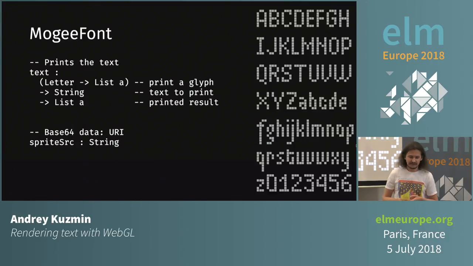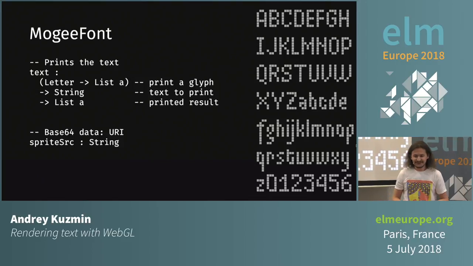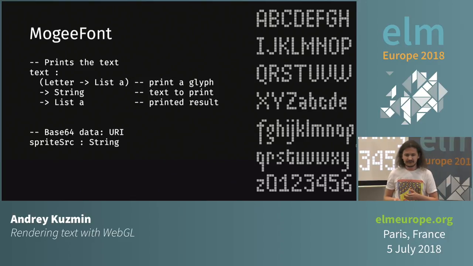So please meet the first typeface called Mojifont, named after the game it was built for. And Mojifont is a typeface that is actually distributed as an Elm package. What you get is a function that knows how to print the text, and you can parameterize it by a function that knows how to print a glyph from that text. And it also exports a sprite sheet as a base64 data URI encoded image.